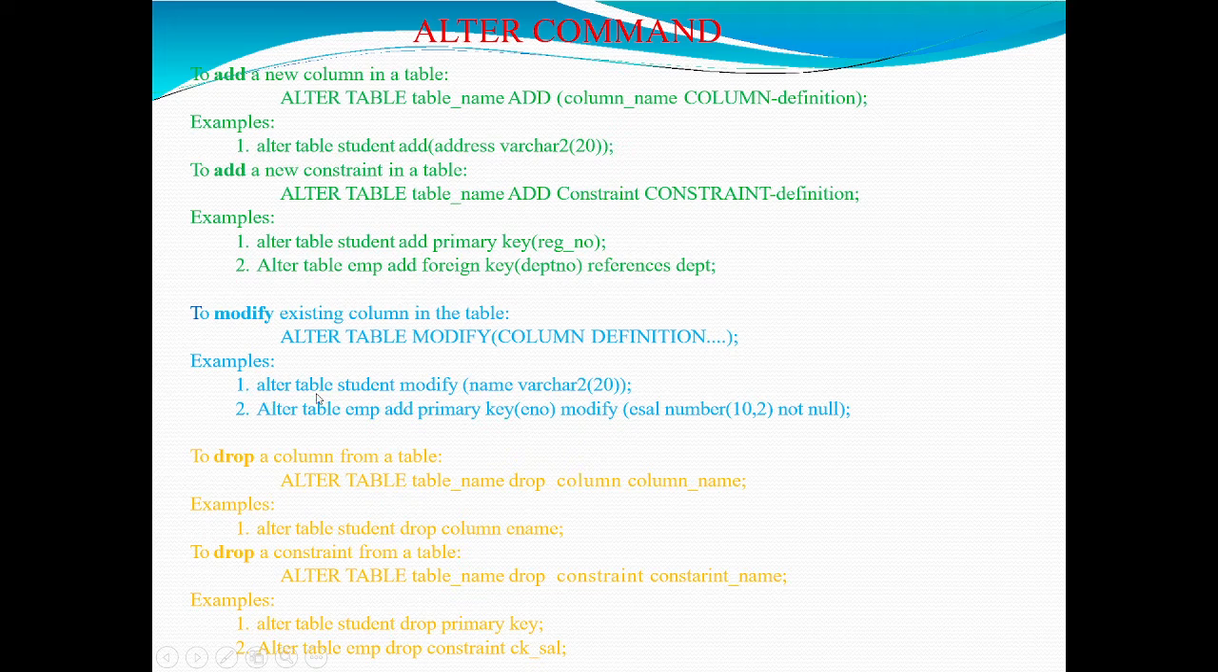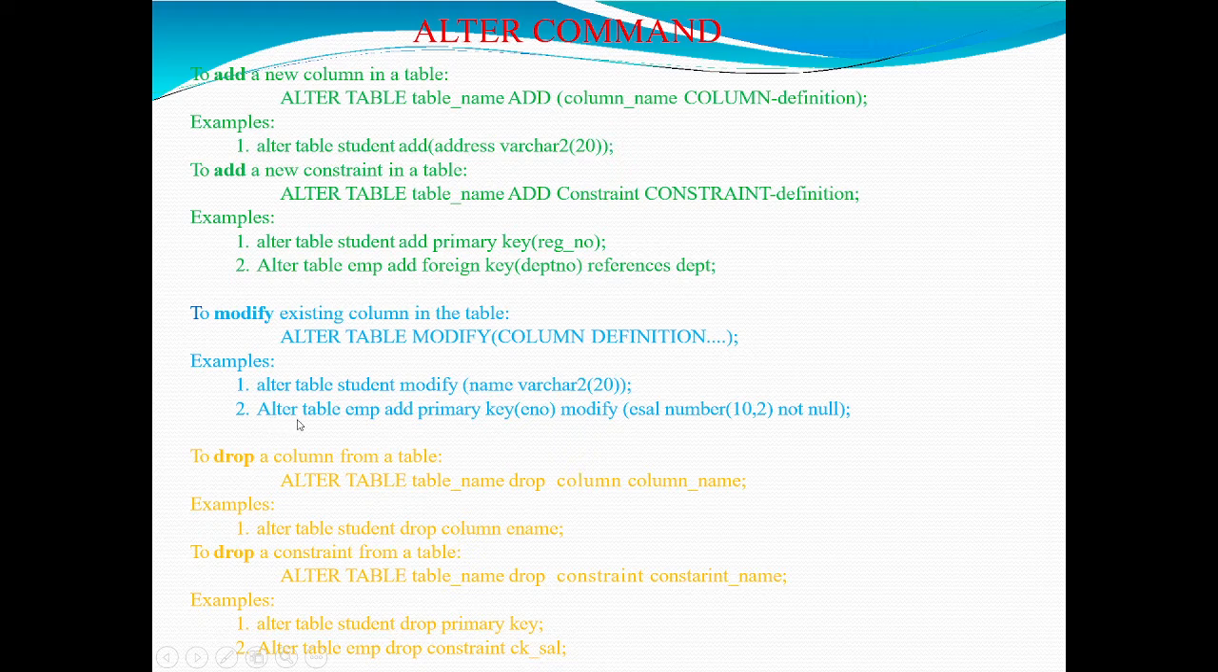Alter table, I have specified the table name, then the keyword modify, and then the already existing column, that is name, varchar2 of 20. Say for example, the name has a varchar2 of 15. Now I have increased its size to 20. And if you wanted to do both things together, that means I wanted to add and I wanted to do the modification in a single alter command, even we can do so.